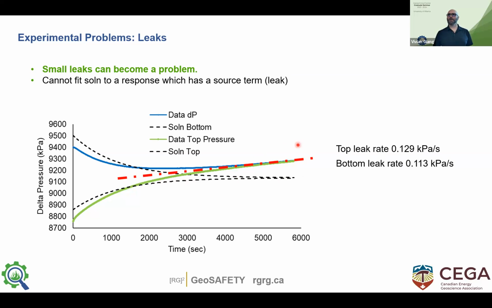first order approximation is estimate that leak rate just by drawing a line through it. And as we trail off in time, if I can make this a straight line, then I can estimate a leak rate on the top of 0.129 kPa per second and a bottom leak rate. And I can kind of measure the leak rate because I'm way off at equilibrium, and I can just see the leak and that's it.